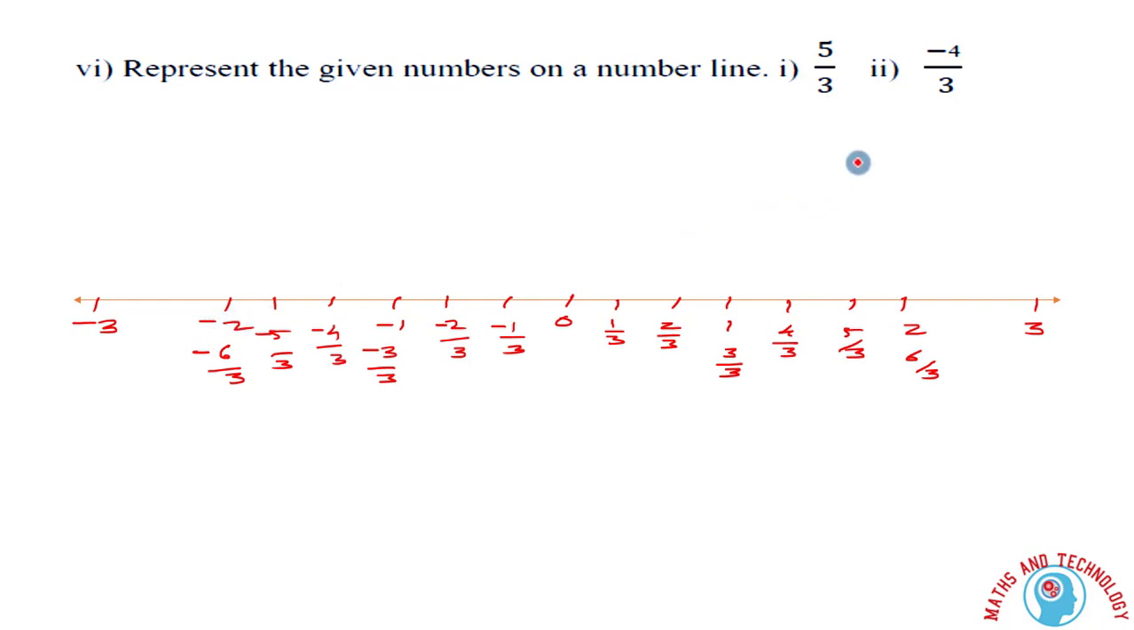Now the first number is 5 by 3. Here we find this is our point 5 by 3. Represent the given numbers: this is 5 by 3 and minus 4 by 3. Here is minus 4 by 3.